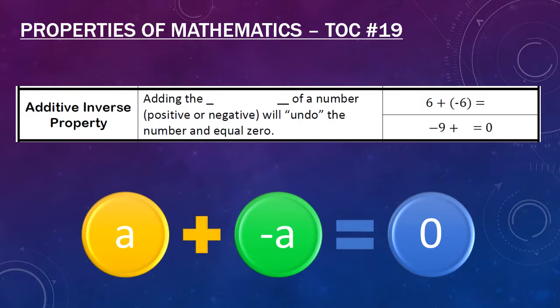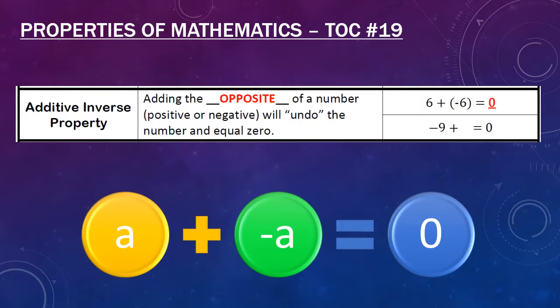So adding the opposite is like adding the negative version or adding the positive version. So if it's negative, you're going to add the positive. If it's positive, you're going to add the negative. So you need to know it's adding the opposite or the inverse. We'll undo that number. So look at the examples. If I have a positive 6 and I add a negative 6, guess what I end up with?